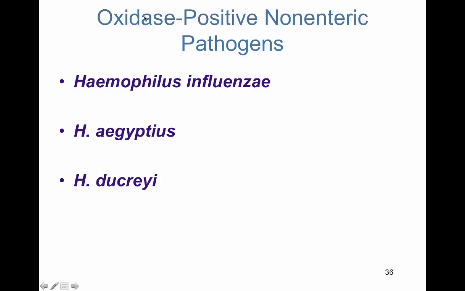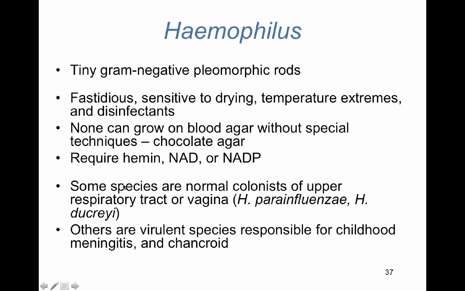And then we have a few oxidase positive non-enteric pathogens. So actually all of these are within the Haemophilus genus. So influenzae, aegyptius, and ducreyi. Haemophilus, all of these species here, some are found actually in the upper respiratory tract or the vagina, so parainfluenzae or ducreyi, and they require special growth requirements. So none can grow on blood agar without these special techniques and also these cofactors added.